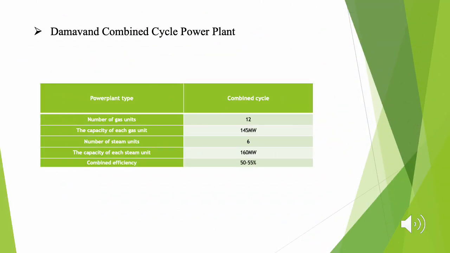Okay, here we can see Damovan combined cycle power plant specification. This table shows some of the features of this power plant. The number of gas units is 12 and the capacity of each gas unit is 145 megawatt and the number of steam units is 6 and the capacity of each steam unit is 160 megawatt and the combined efficiency is between 50 and 55%.